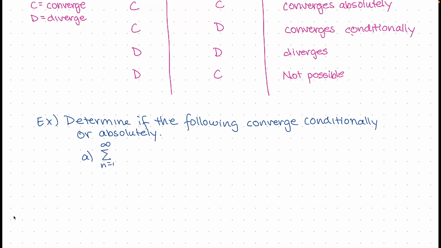So one of them is a summation as n goes from 1 to infinity of -1 to the nth times 1 over root n. And the summation as n goes from 1 to infinity of -1 to the n over n to the 3/2. So that is your task. I will pause the video right now, give you time to work.